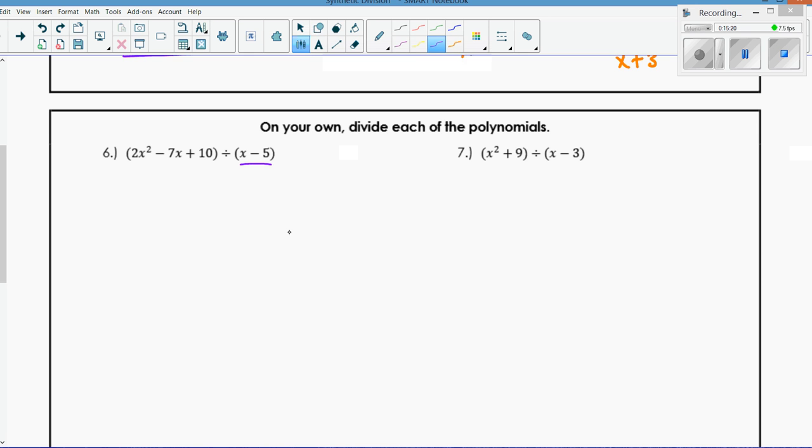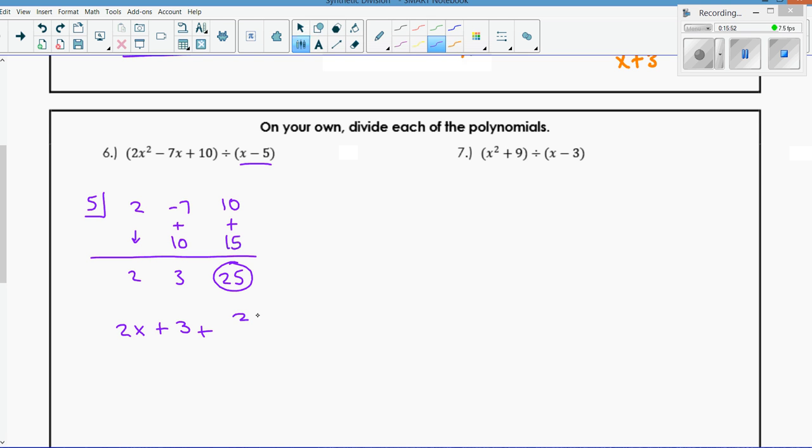Okay, so let's go through and check your answers. If this is x minus 5, then I can put a 5 here, a 2 here, a negative 7 here, and a 10 here. I bring down my 2, multiply, add, multiply, add. I started with an x squared, which means that this is just 2x plus 3. This is my remainder, so plus 25 over x minus 5. Alright, let's try another one.